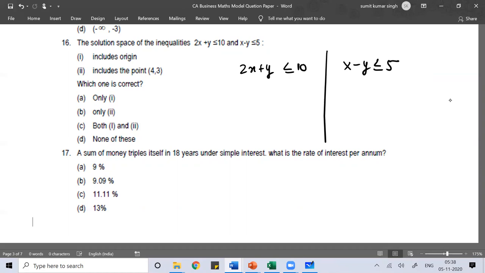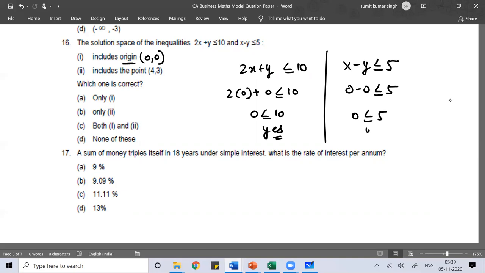So we need to see whether the origin will be included here. Origin is a part of the solution. For that, in place of x and y, put 0, 0. Origin means 0, 0. So 2 into 0 plus 0, is this less than or equal to 10? You'll get 0. Is 0 less than or equal to 10? Yes. So the first equation is satisfied. Second equation: 0 minus 0 less than or equal to 5. Is 0 less than or equal to 5? Yes. So origin would be a part of the solution.